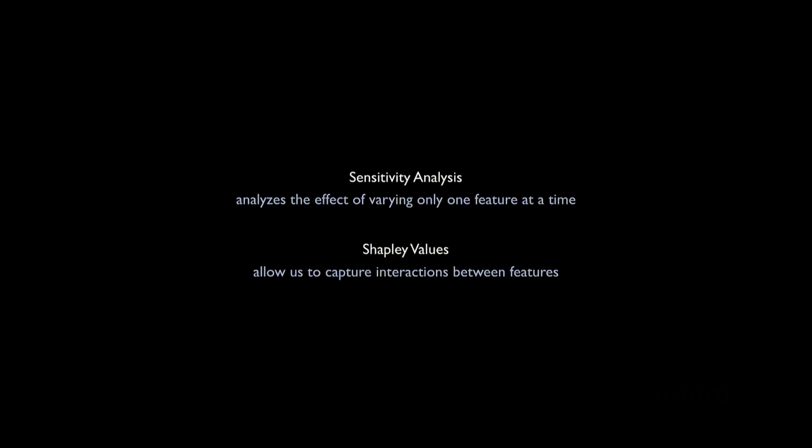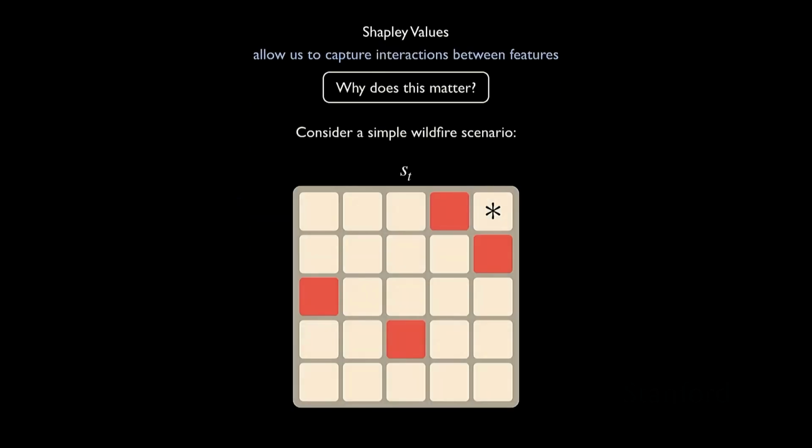And then the other thing about feature importance that I want to talk about is these things called Shapley values. The key difference here is that when we were just doing sensitivity analysis, we were looking at the effect of varying only one feature at a time. Whereas for Shapley values, we're able to actually capture interactions between features. So let me motivate why we might want to do this or where this might matter.